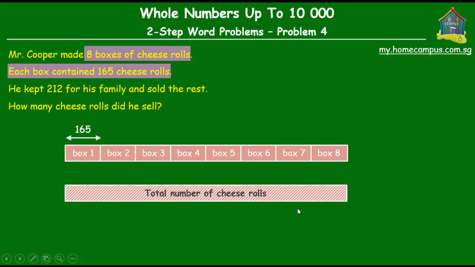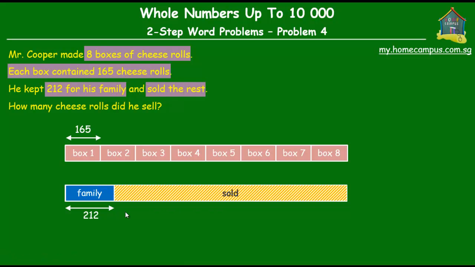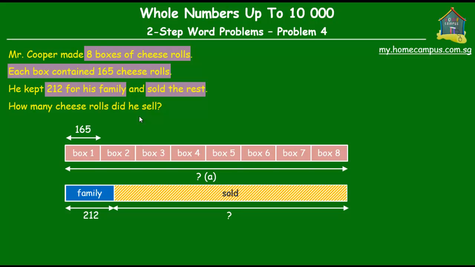Moving on to the next piece of information that we know. Well, he kept 212 of the cheese rolls for his family. So out of the total number of cheese rolls that he had, he kept 212 for his family and he sold the rest. So the remaining after keeping 212 for his family is what he sold, and that's what we have to find out. Now how do we go about finding that out? Well, if we can find out the total number of cheese rolls that he made, then we subtract 212 from there and we get the number of cheese rolls that he sold.